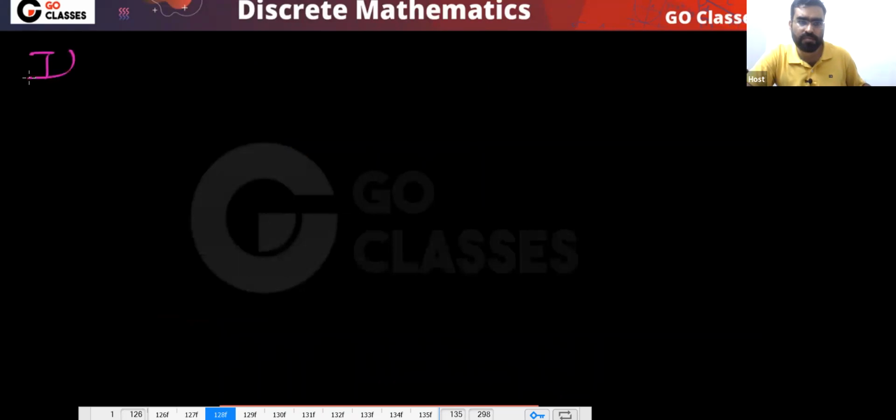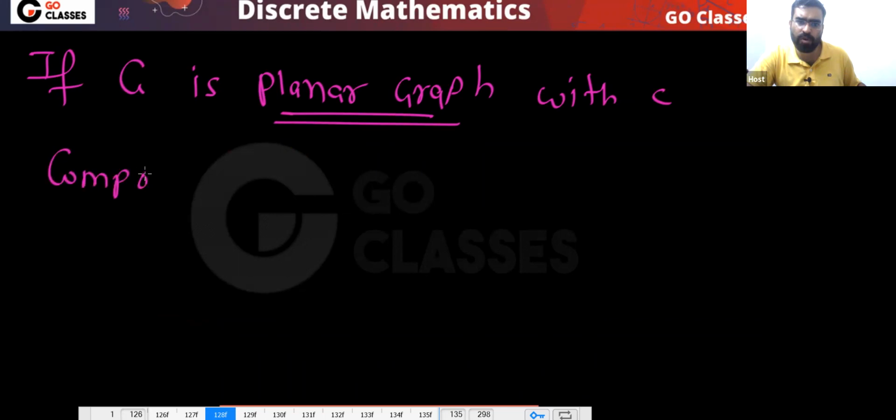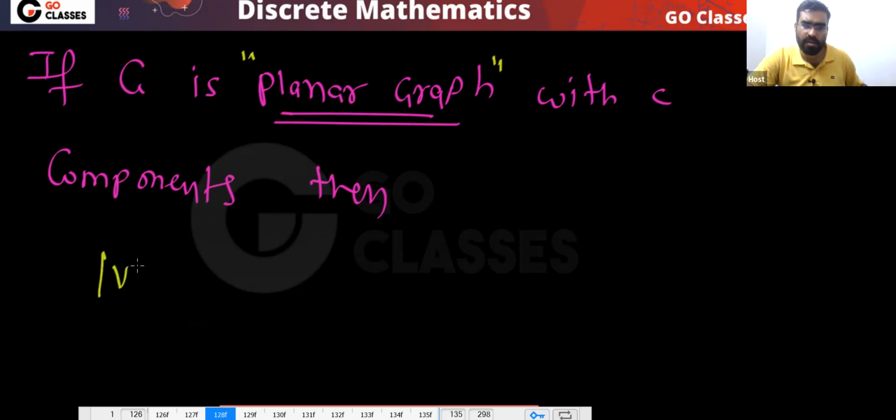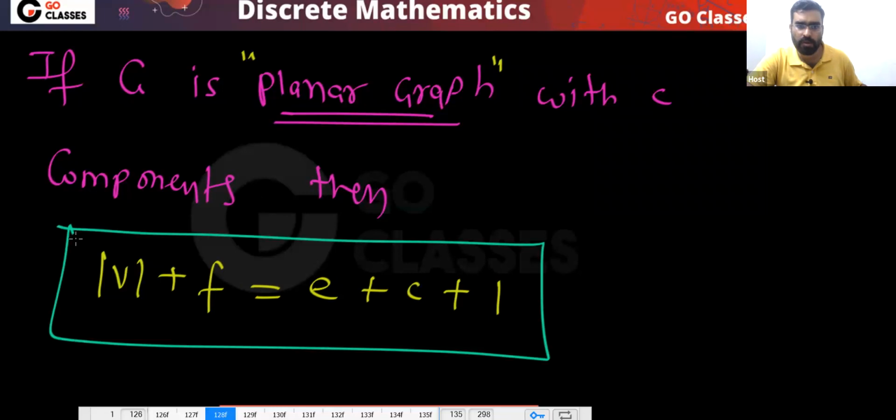So if G is a planar graph with C components, total number of components is C, then this will happen: number of vertices plus number of faces will be number of edges plus number of components plus 1. Okay, is this clear? This is the Euler theorem, the Euler formula. And the proof we have seen.